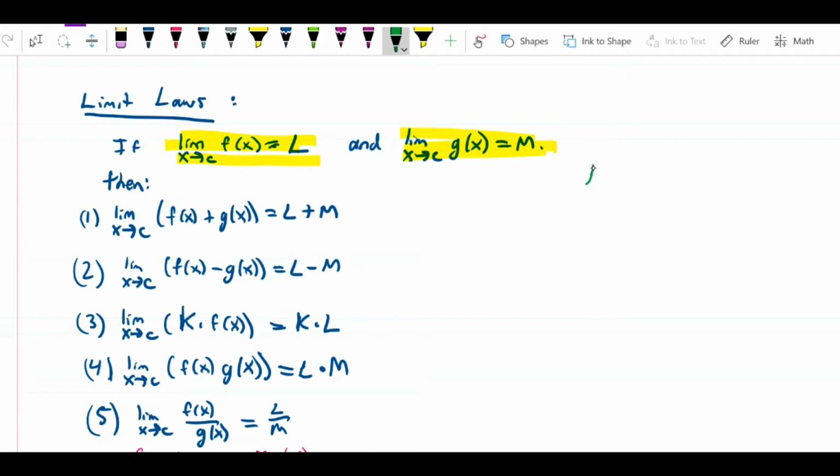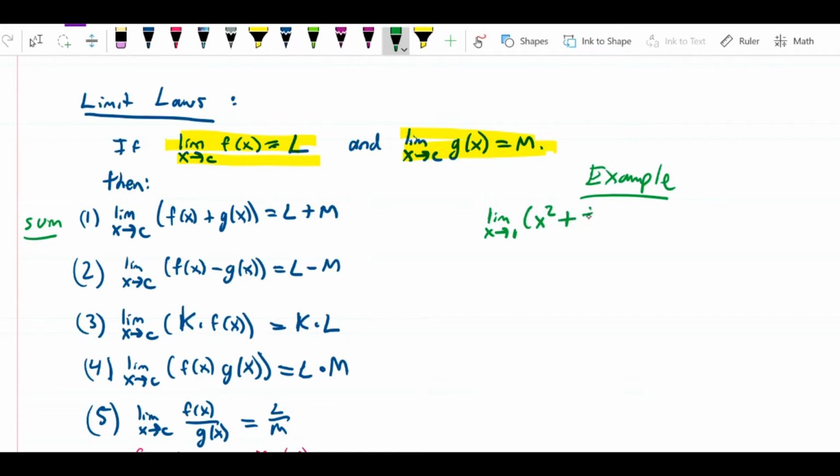So the first rule, let me just write an example column here, and I'll give you a couple of examples of each of these. This is what's called the sum rule. And what it says is that if you have the limit of the sum of two functions, you can simply add the limits. So just for example, the limit as x approaches 1 of x squared plus 5.